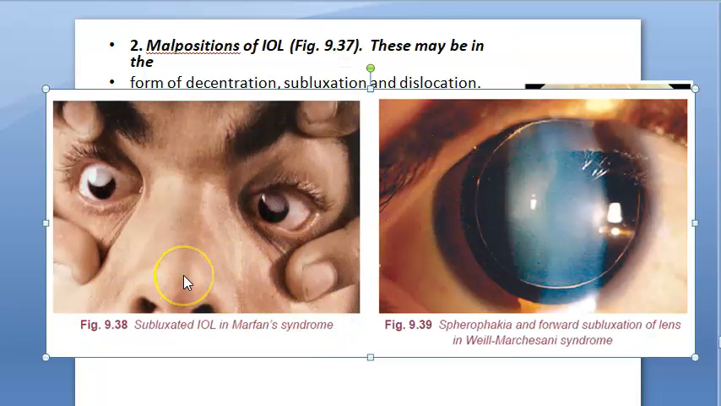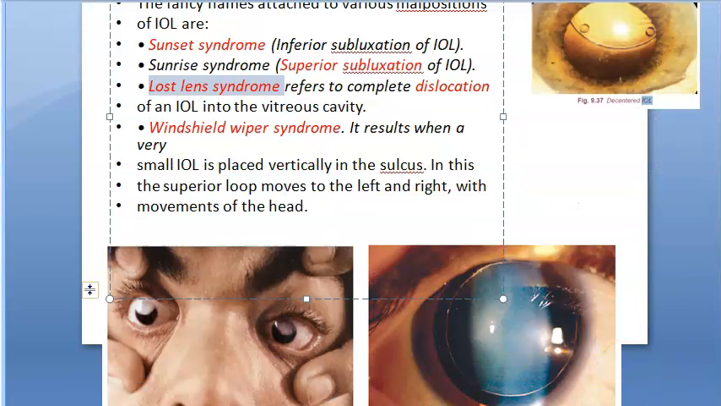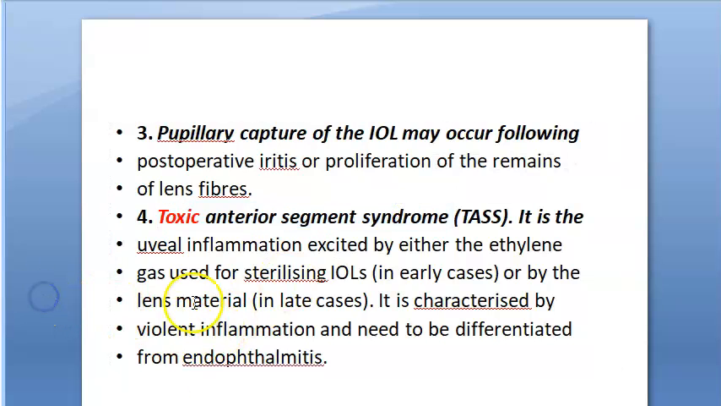Look at this one, subluxated. Subluxated means partially dislocated from its position. What is this one? Sperophakia. Forward subluxation of the lens in some syndrome. So it has come off in front, forward subluxation. Okay. So what are the malpositions, guys? Sunset, sunrise, lost lens, windshield wiper. So many terminologies are there here. Pupillary capture of the IOL may occur. Okay. Toxic anterior segment syndrome.